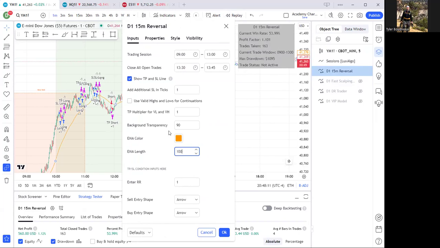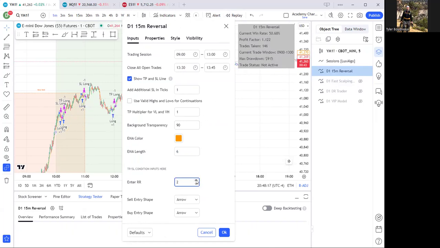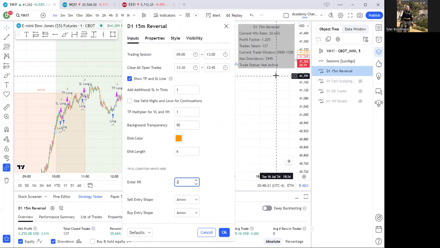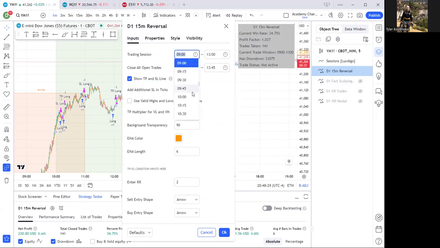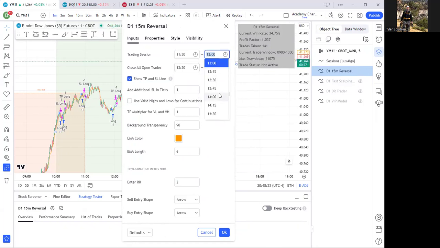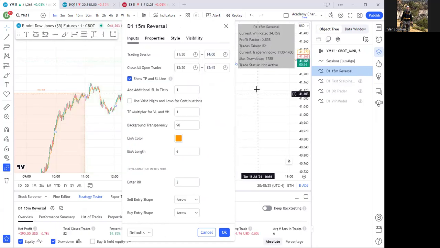If I can't find any settings that are lining up with what I'm trying to do, then I'm not going to trade anything. The closest I could get, this is the best one, 34% and a 1.0 profit factor. So either I need to change the time or I need to trade a different system right now. I could try to tighten up the window, like say if we traded later, say 11:30 to 2. And see, it gets worse. Maybe let's try earlier. But you see what I'm saying?